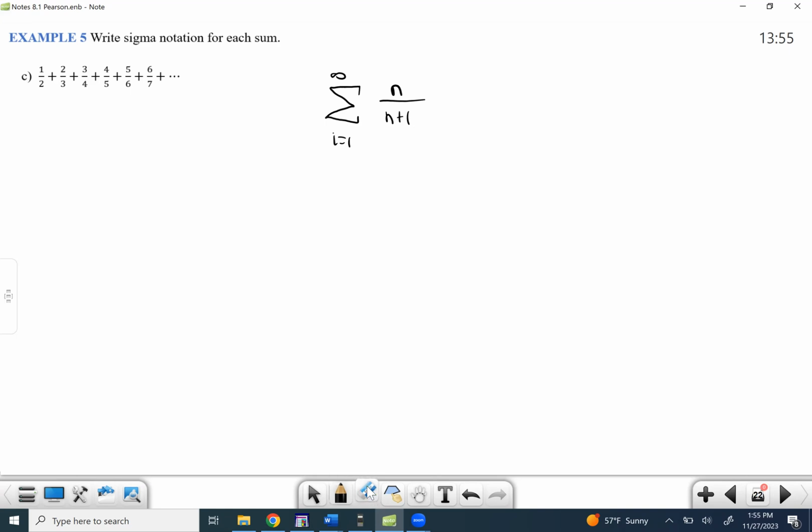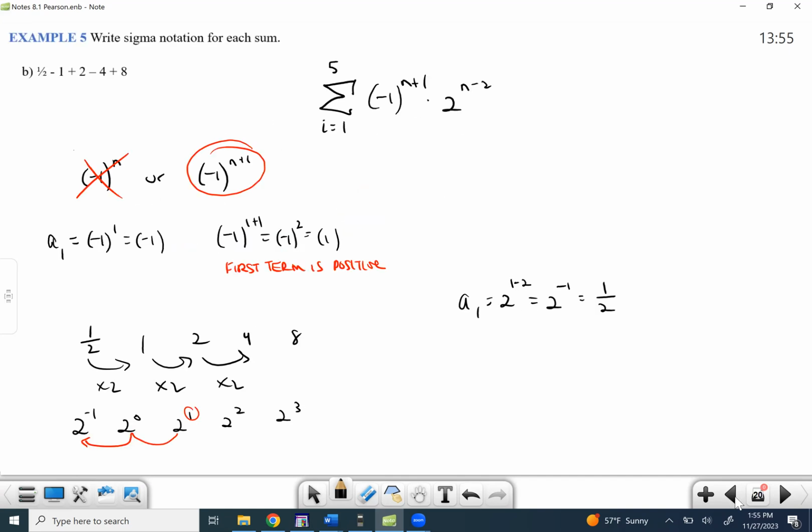Oops, not n's. I should be using i's, huh? i and i+1. Did I do that on the last one? I probably did. Let me go back and check this. I did. I had i's for my index, but not for my variable in the equation. So let me put i's here.